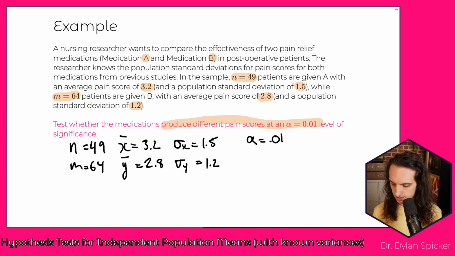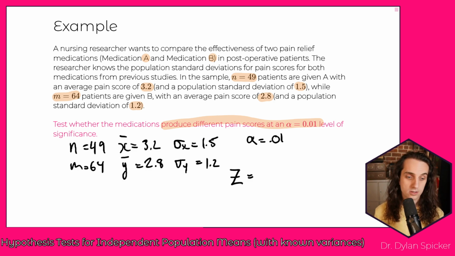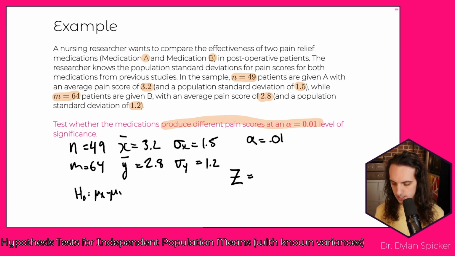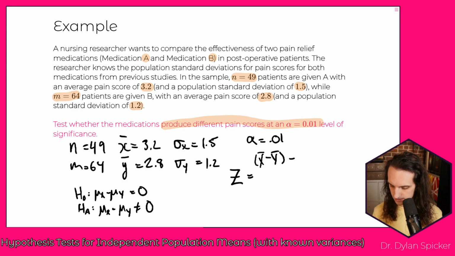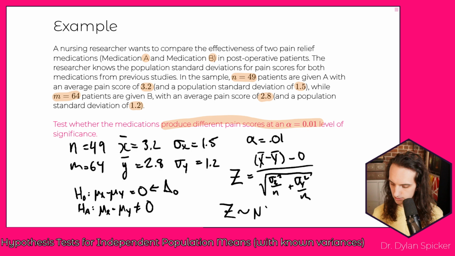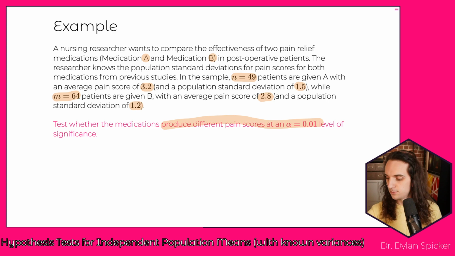And so the first thing that we want to do is calculate our z-score here. In order to calculate our z-score, we need to know what hypothesis we're testing, right? We want to know, are these medications the same? So that's just asking, is mu x minus mu y equal to 0? We'll test that against the alternative that mu x minus mu y is not equal to 0. Then we can take our z-score as x bar minus y bar, subtract off delta naught, which in our case is 0, and divide that by the standard error. Here that's the square root of sigma x squared over n plus sigma y squared over m. And then z will follow a standard normal if the null hypothesis is true. We can use that to calculate a p-value from the test statistic. So we can plug in all of this information and see what result we get here.